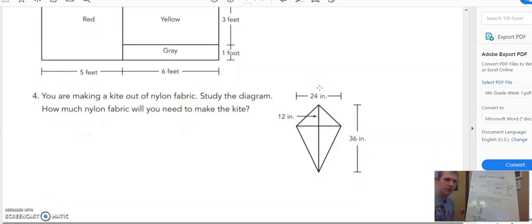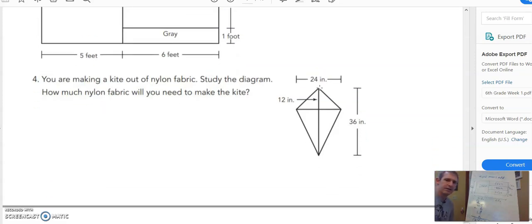Now, the last question, number 4. You are making a kite out of nylon fabric. Study the diagram. How much nylon fabric would you need to make this kite? Well, no surprise, I'm going to do the same thing. I'm going to draw my shape. And this time, basically looking like a bunch of triangles. So, looks like that. Okay. So this line right here is 12 inches. This whole thing here is 24 inches. And this whole thing from here to here is 36 inches.